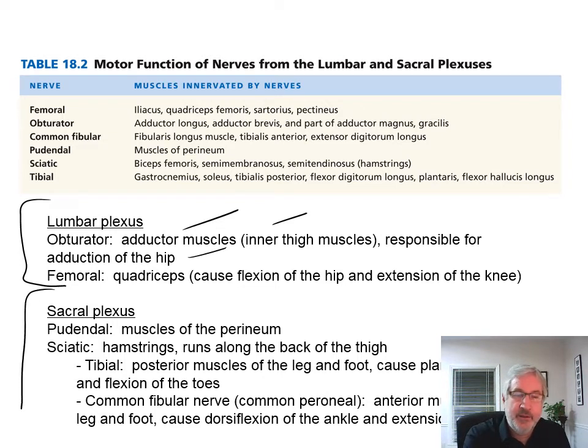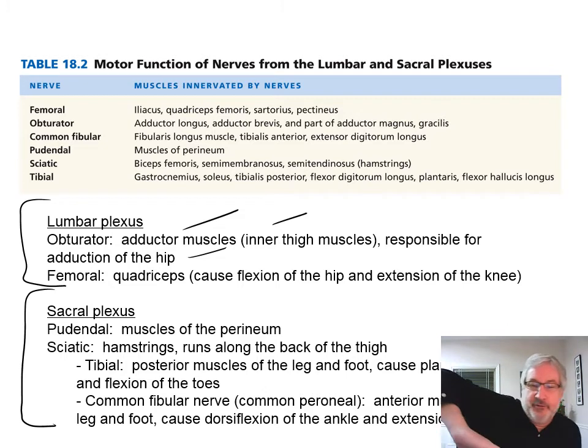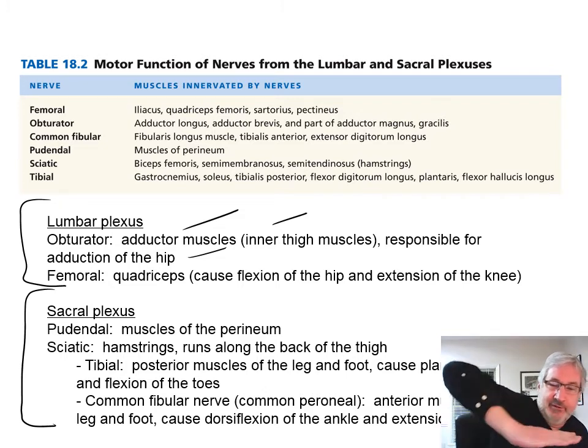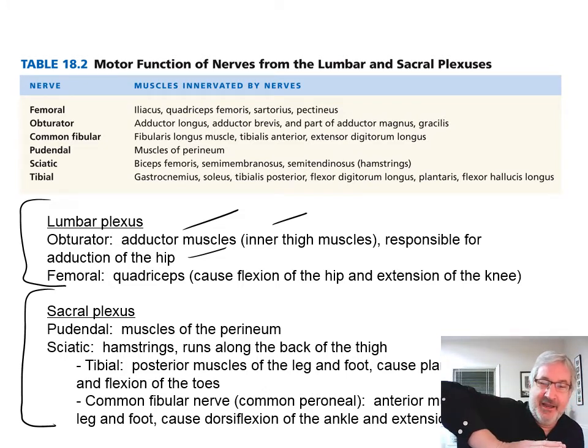Sacral plexus: you have your pudendal nerve, the muscles of the perineum, and the sciatic nerve, which innervates the hamstrings and then splits into the tibial and common fibular. The posterior is the calf muscles of the tibial, and the common fibular nerve is the anterior muscles of the leg and foot. You can think of the tibial nerve as going to help you do plantar flexion.